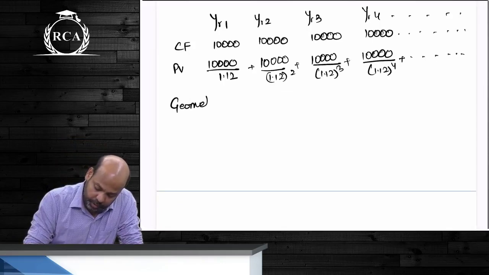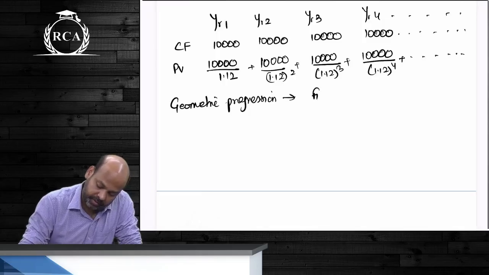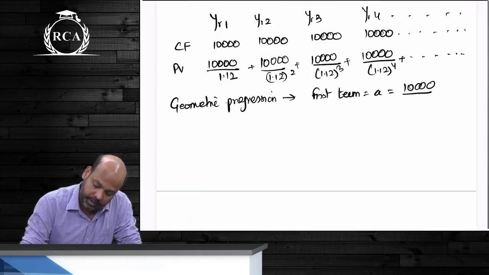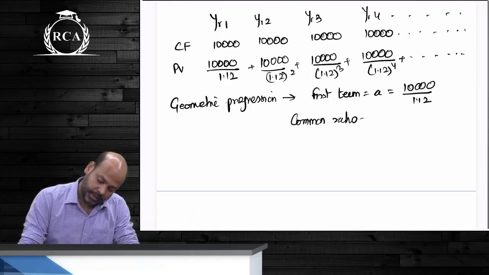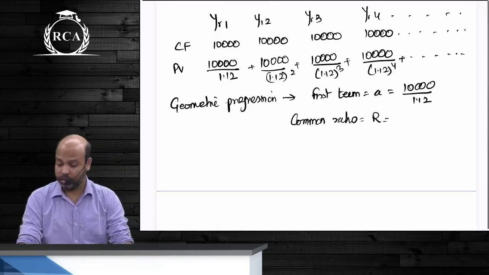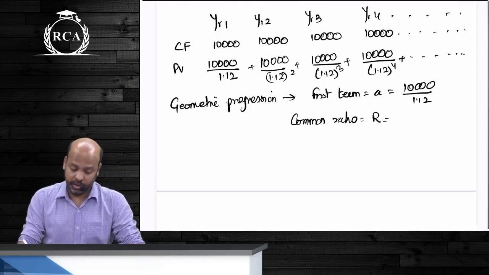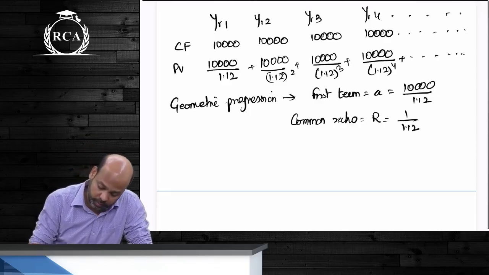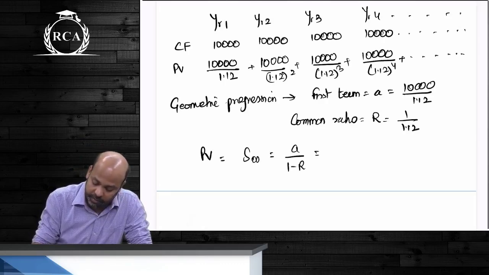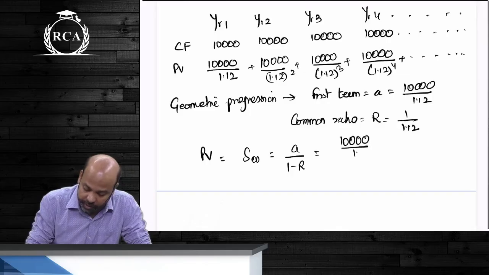It is in geometric progression. First term A is equal to 10,000 divided by 1.12. Common ratio, I write common ratio as capital R so that you do not, guys, misunderstand that for small r. Common ratio यहाँ पे बेटा would be 1 divided by 1.12. The present value will be equal to sum of infinite terms, which is a by 1 minus r. 10,000 divided by 1.12 whole divided by 1 minus 1.12.